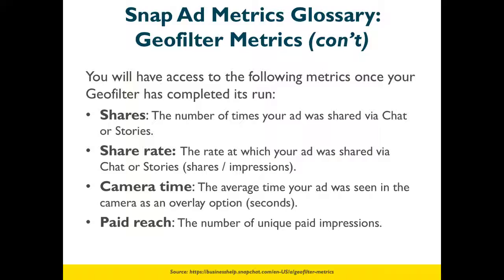Camera time is the average time your ad was seen on the camera as an overlay option, and that's given in seconds. And then paid reach is the number of unique paid impressions. Unique being a person isn't counted if they were served the ad twice, they're only counted once. So they're counted uniquely once.